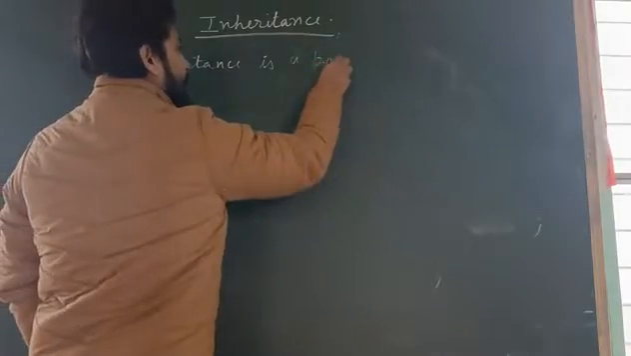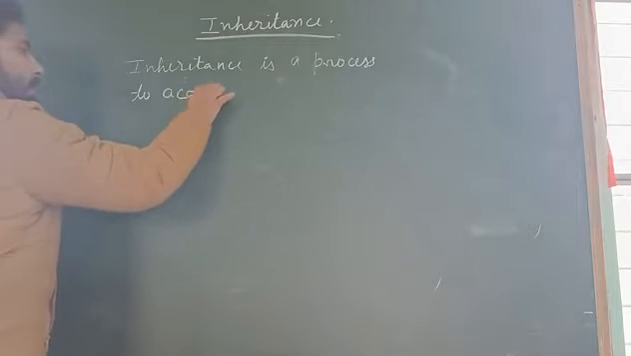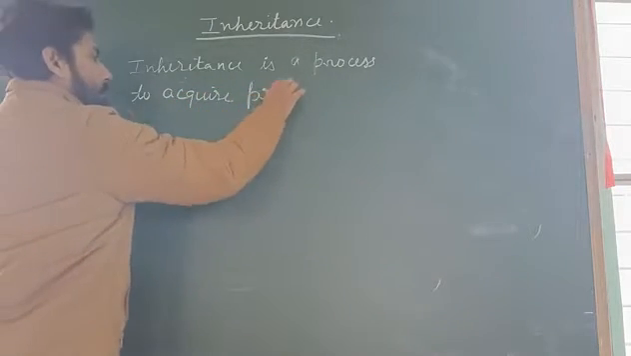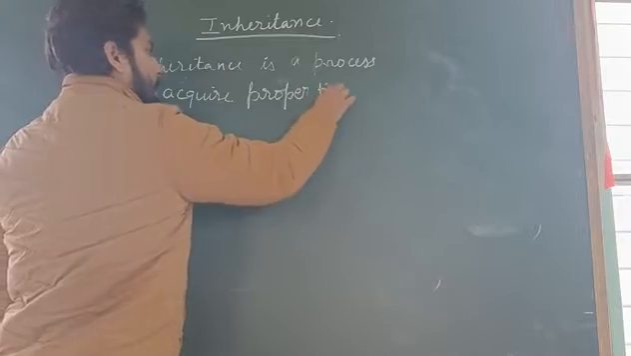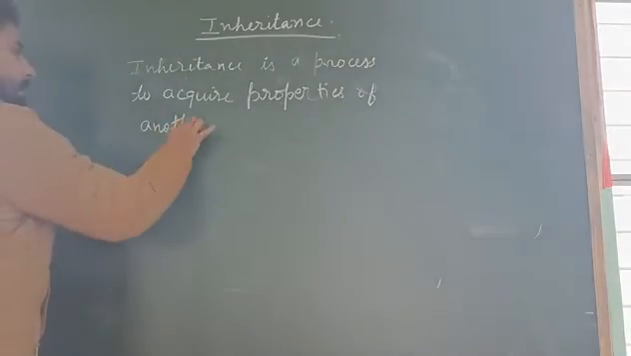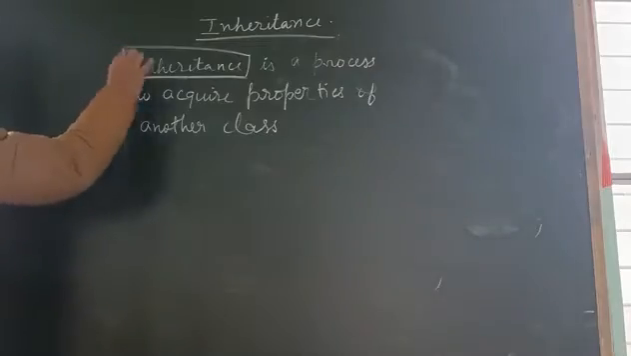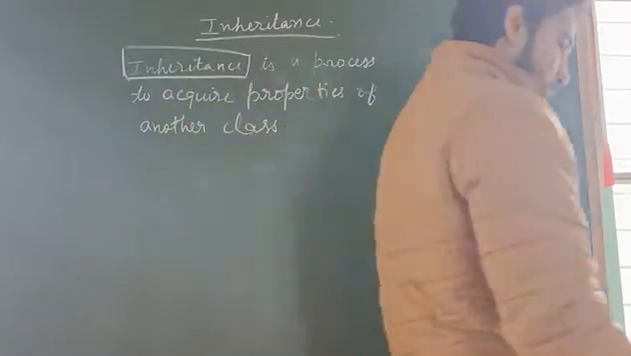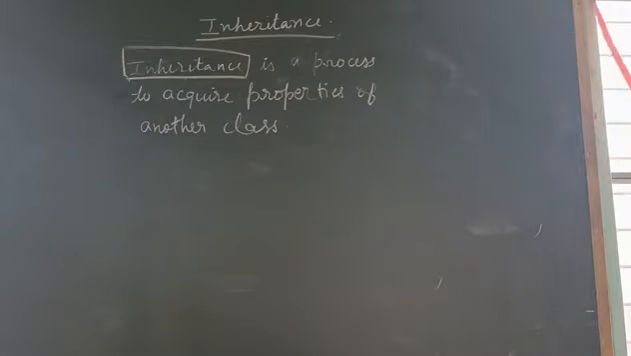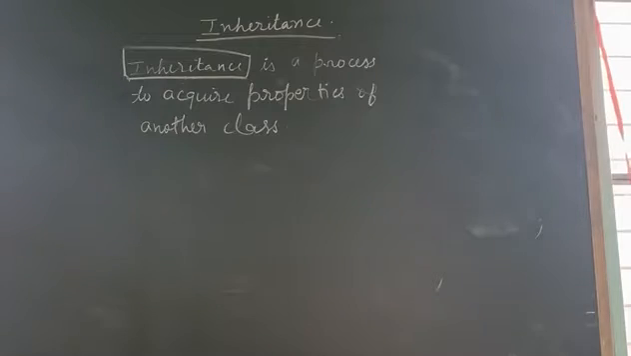Inheritance is a process to acquire properties of another class. Correct? So, what is the term inheritance? Inheritance is the process to acquire the properties of another class. That means when we are using functions and data members from a different class, that is called inheritance.